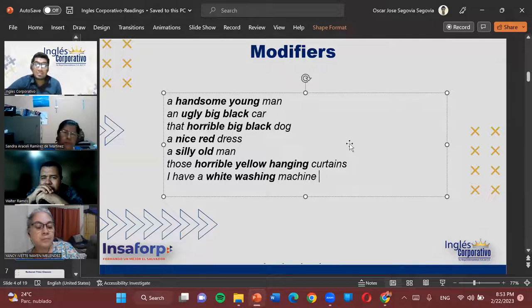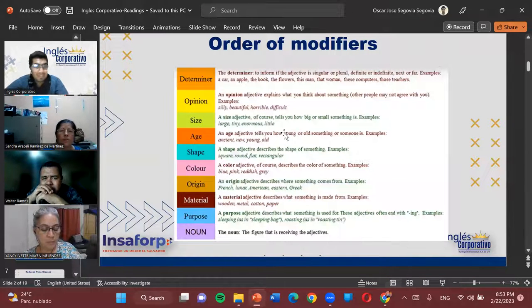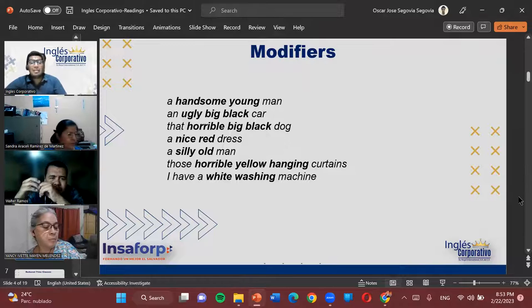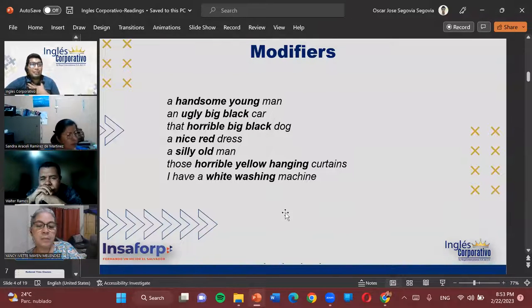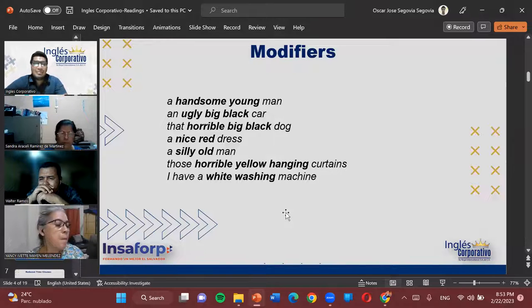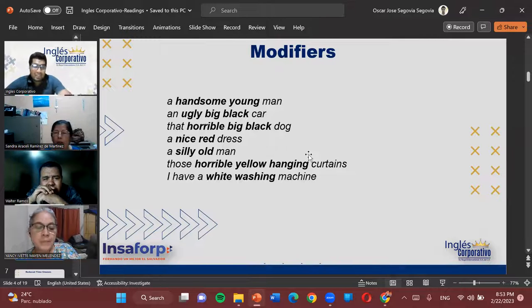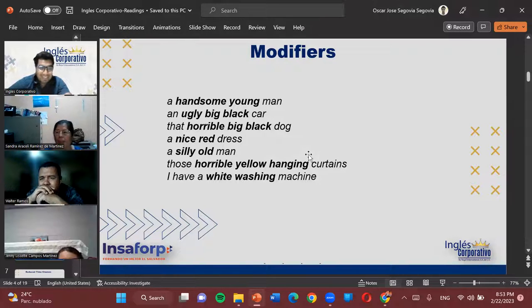So I think the ones that are easier to remember where to place are the determiner, which is the easiest one, and then the one for purpose. In my case, it took me a long while to remember that the first one, in terms of order, was opinion. It was one of the hardest ones for me. I would add my opinion right in the middle and it didn't sound right. And then the teacher would tell me, no, you have to mention the opinion first. Then the size, then the age, then the shape, then the color, then the origin, then the material, and last, the purpose.